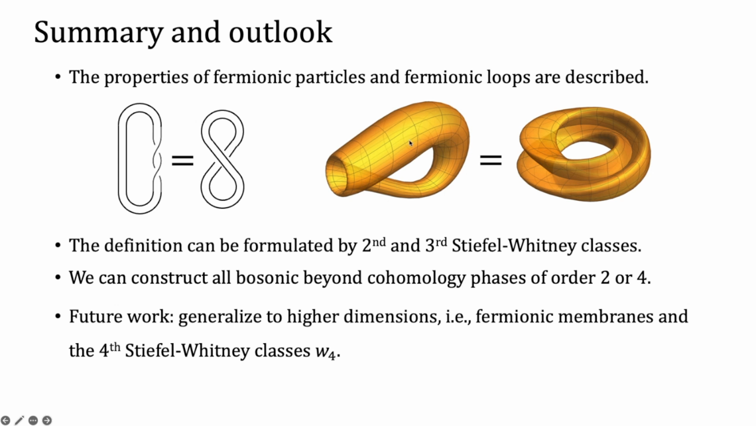One is that the loop flipping gives you -1. The other one is on the mobility, you have some fermionic excitation. And I try to use some formal mathematical objects called Stiefel-Whitney classes, actually the second and third Stiefel-Whitney classes, to define the fermion particle and fermionic loop. In the last two points, I didn't actually go through, I can describe many beyond-cohomology excitations, like w2, w3, using this kind of technique.